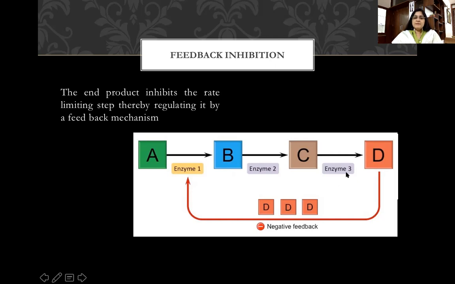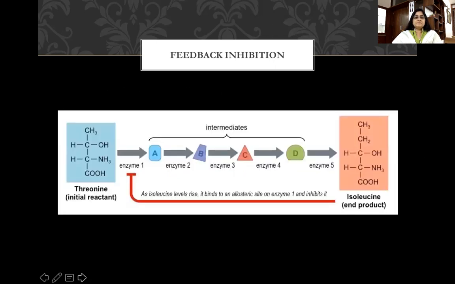So here, what happens? D itself, there is a lot of D. That is why there are 3 Ds. Okay, so that is going and binding to the first enzyme. That is what is called the rate limiting enzyme. It goes and binds to it and tells, okay, enough, that is enough. No more further reaction to take place. So this is what is called feedback inhibition.